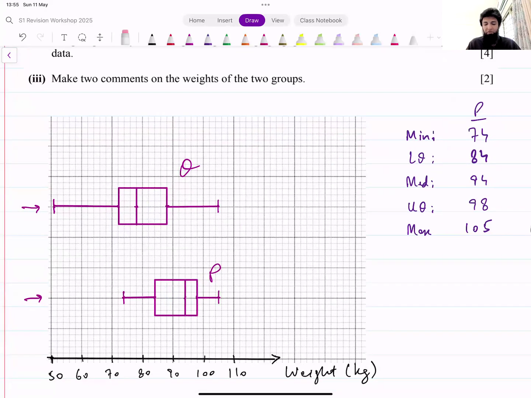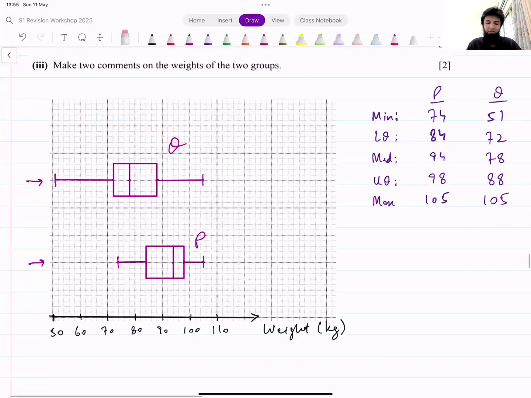And then they will sometimes ask you to make some comments on the weights, comments on the data. Now, when they ask you to make some comments, those comments are generally going to be on central tendency of the data and the dispersion of the data. In this case, the only measure of central tendency that you can find from a box and whisker plot is the median. And for dispersion, you can use either interquartile range or range. Both of them can be found from this. Now they're asking for 2 comments. When they ask for 2 comments, that means one comment has to be on central tendency, the other has to be on dispersion.